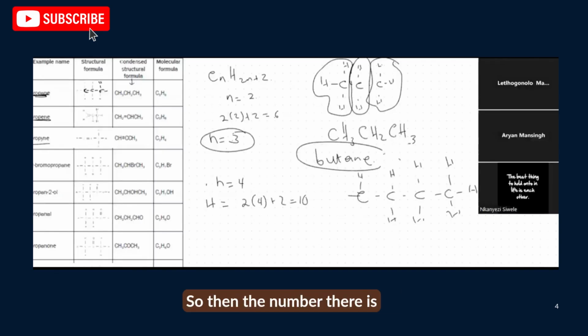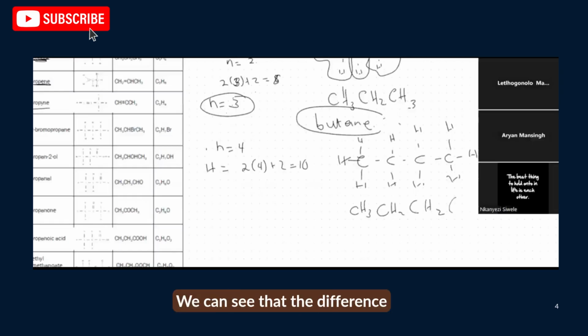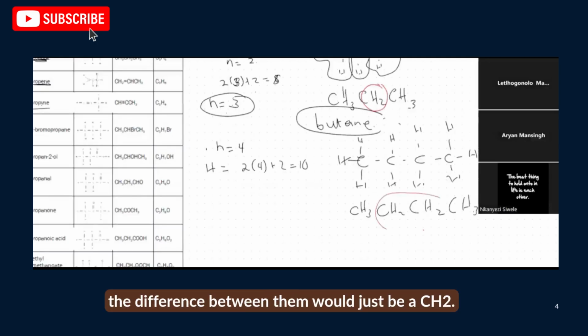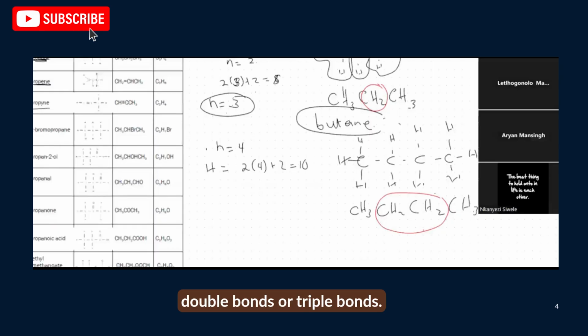This was supposed to be for 3, sorry. So then the number there, it's not 6, it is 8. Okay, so if we wanted to show the condensed structure, we would have CH3, CH2, CH2, and CH3. We can see that the difference between the previous alkane, which had 1 CH2, and this, which has 2 CH2, the difference between them would just be a CH2. And this is also going to be true when we have double bonds or triple bonds.